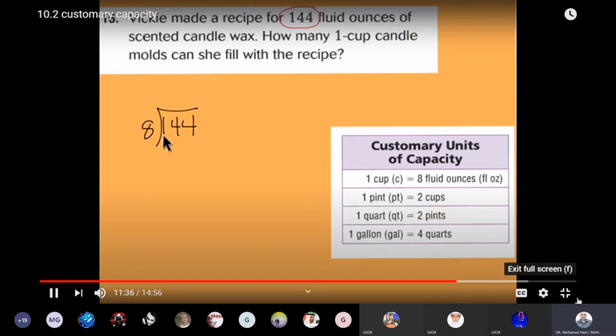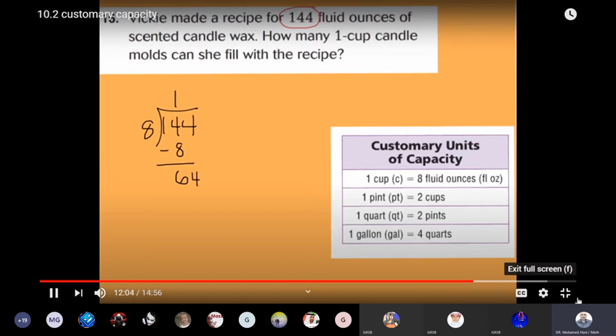We have a 1 in our hundreds place. We cannot give a 100 to each of our 8 groups, so let's look at our tens. We have 14 tens. Each of our 8 groups can have one group of 10, so put a 1 in my tens place. Let's multiply. 1 times 8 is 8. Let's subtract. 14 minus 8 is 6. And now let's bring down our ones right here.